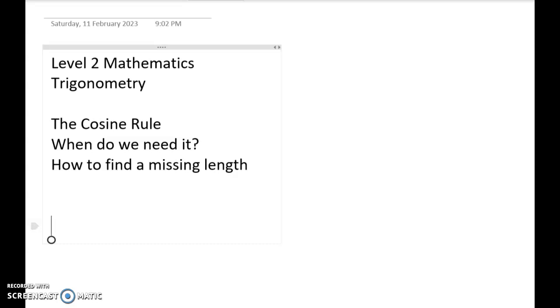So the cosine rule is the second big new thing we've learned this year, and it helps us to find either an angle or a side in a non-right angled triangle. In this video, I'm going to look at how we find a missing length.